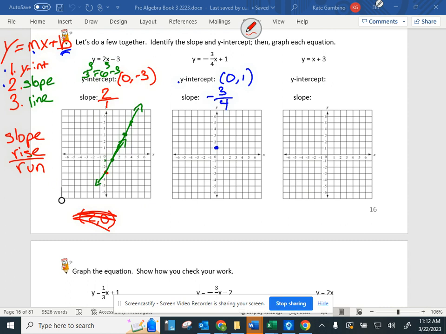I go down 3. So I start at the point that I already plotted, and I know that rise is on top. I know negative means I have to go down. So I'm going down 3. 1, 2, 3. And what's my run? 4. So I go over 1, 2, 3, 4. So remember, that's how we use the slope. We're going to plot that second point. Now we can do step 3, drawing my line.